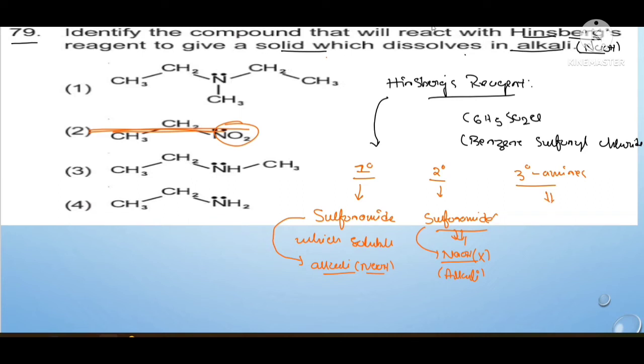When tertiary amines react with the Hinsberg reagent, no reaction takes place. Why? Because of the absence of hydrogens. Due to the absence of hydrogens, no reaction takes place between Hinsberg reagent and tertiary amines.